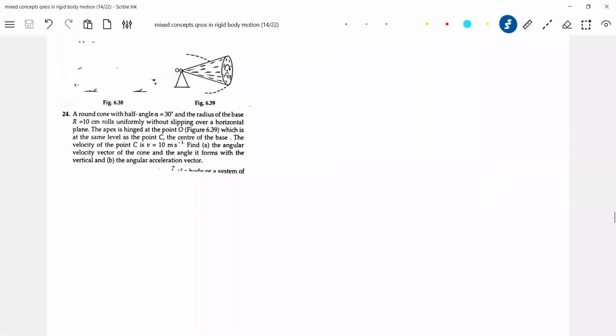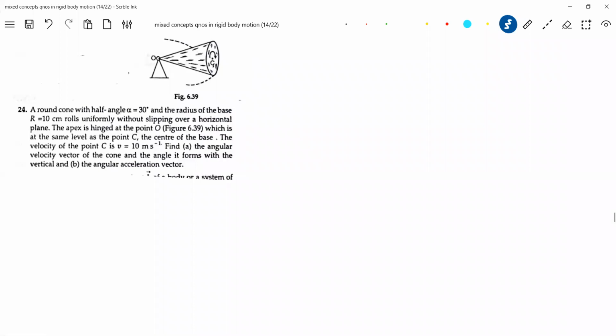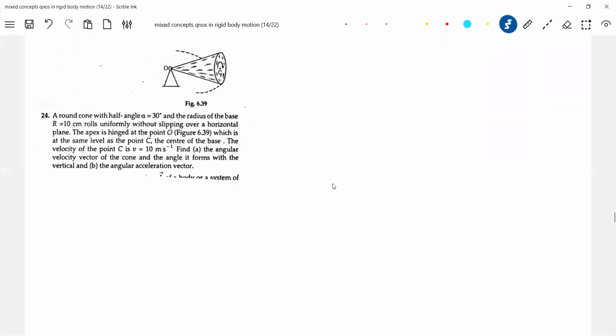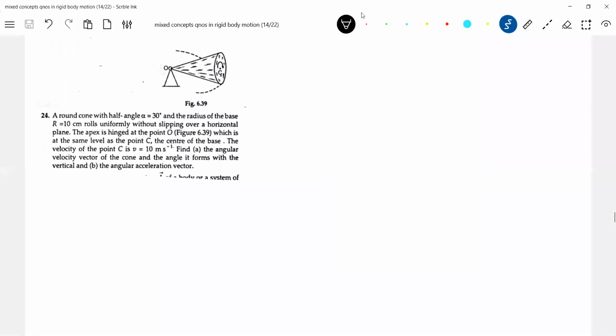And this is some other diagram. Read the question. We have a cone. Read carefully. So some two-dimensional motion, rigid body motion in two dimensions, is what we are discussing. I'll construct the diagram. Meanwhile, you put in effort.